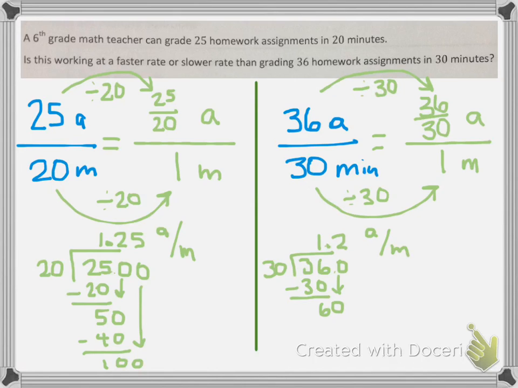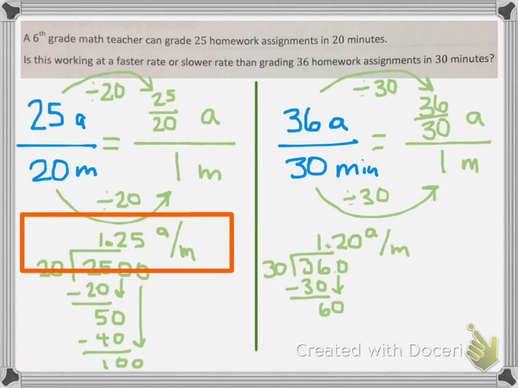Now, which one's faster? Well, if I add a 0 here, 1.20, and this one is 1.25. So the faster rate is this one. 1.25 assignments per minute is faster than 1.20 assignments per minute.